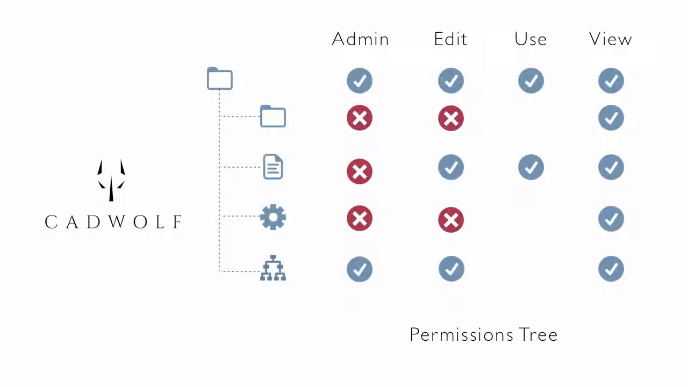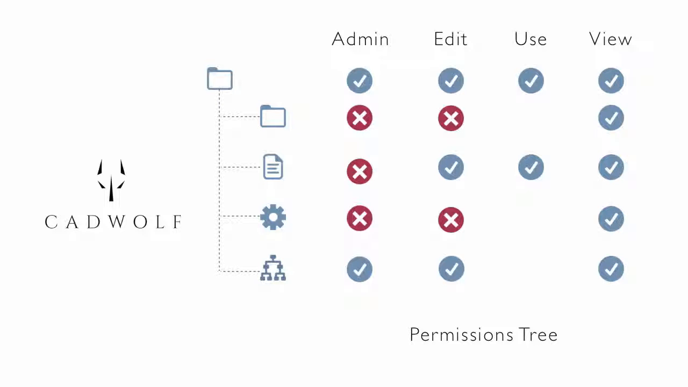Every item in CADWOLF has unique permissions settings. This image illustrates a possible set of permissions for a user. This user has full permissions on the parent folder, and then mixed permissions on several items within that folder. This is done this way in CADWOLF because it is often useful to organize work in a folder hierarchy that makes sense and then assign work in given folders to given users.